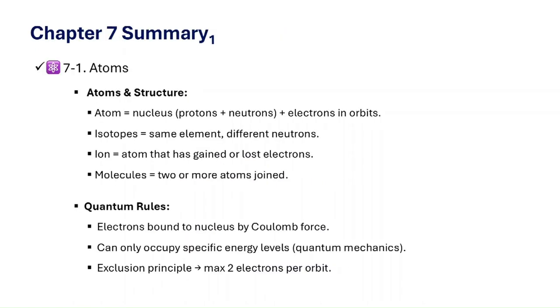Alright, now let's start by reminding ourselves what atoms are. Every atom has a nucleus with protons and neutrons, and an electron cloud orbiting around it. The number of protons tells us which element we are looking at. If you change the number of neutrons, you get isotopes. Next, if electrons are lost or gained, the atom becomes an ion. Pretty neat, right? And when atoms join together, they form molecules, the building blocks of everything around us.